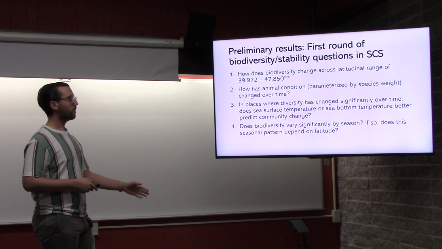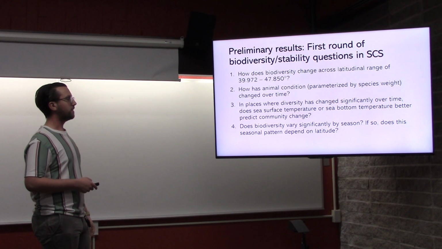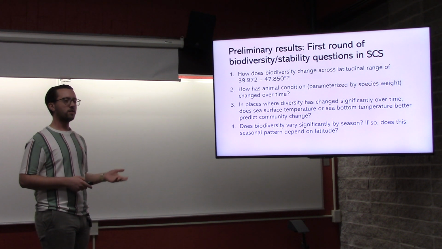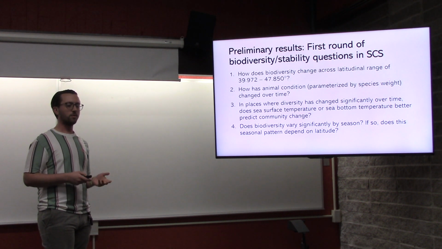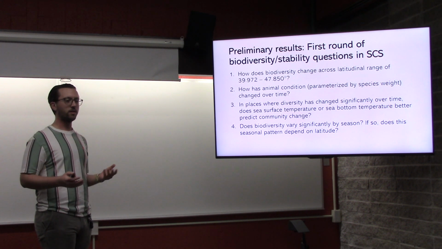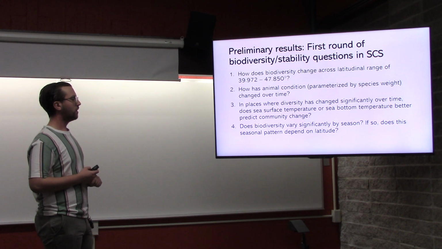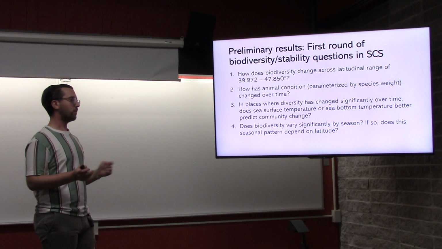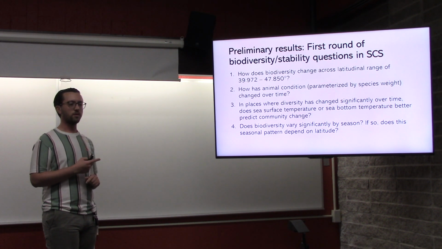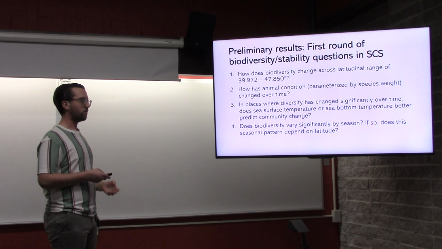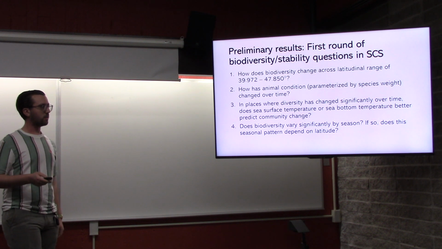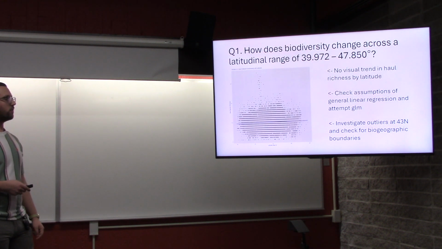So far I've analyzed these 4 questions in that analysis class. I'm interested in how biodiversity has changed by latitude, and how animal condition has changed over time. That's pretty important for fisheries because the overall abundance of fish doesn't really matter unless you know how much its weight is, how much you're going to get out of that. Where diversity has changed, I'd like to know if sea surface or sea bottom temperature better predicts diversity. Most of the species in here are demersal fish, so you'd see the result that might make sense. And I'd like to know if richness varies by season, and if that seasonal pattern depends on latitude.